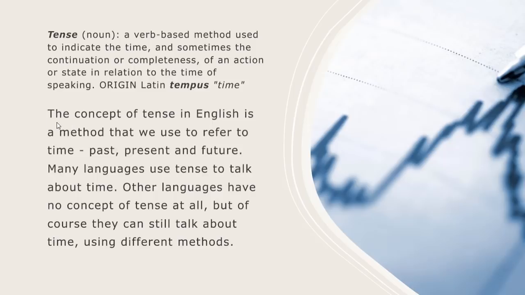Alright? The concept of tense in English is a method that we use to refer to time: past, present, or future. Many languages use tense to talk about time. Other languages have no concept of tense at all. But of course, they can still talk about time using different methods. Like in Bahasa, we don't have tenses. Okay? Good.